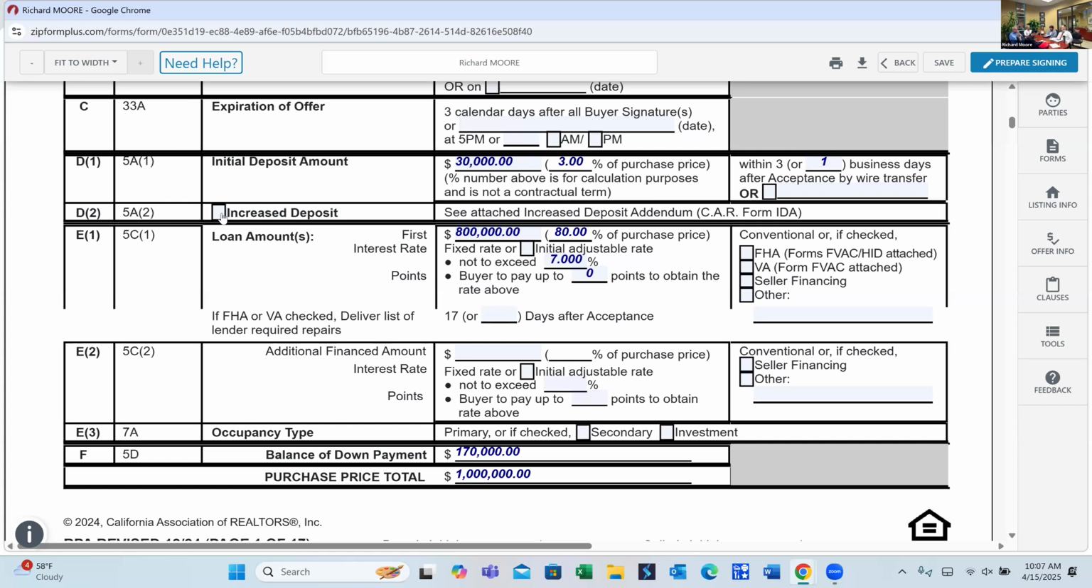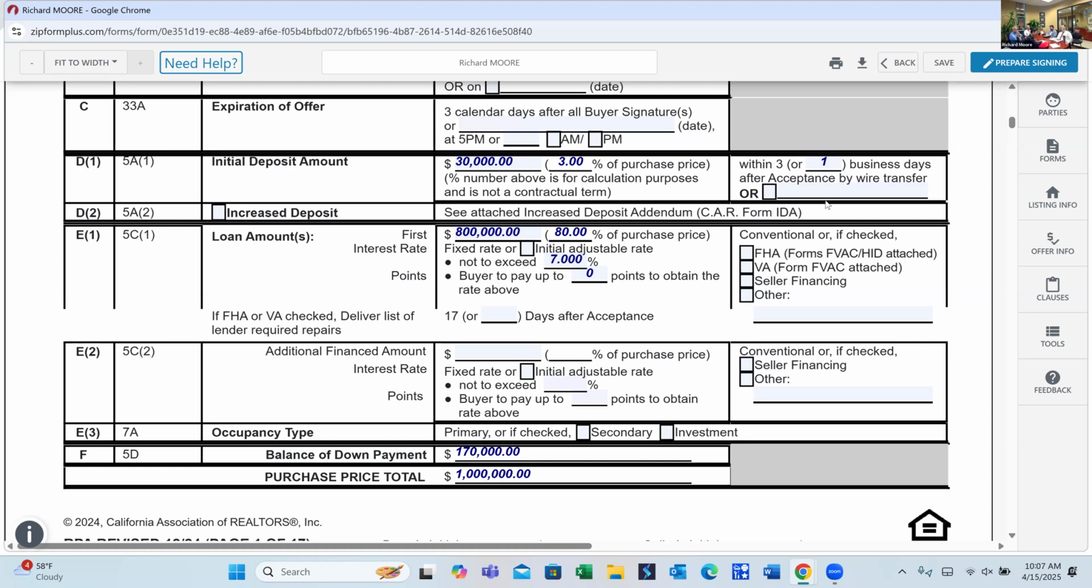Okay, then section D2, increased deposit. It's kind of a rarity. I'm just going to skip over that. There can be milestones, for example, that may be met during the transaction. If somebody gets to the time which they're removing contingencies, maybe there could be a condition such that the buyer has an obligation to deposit additional money.